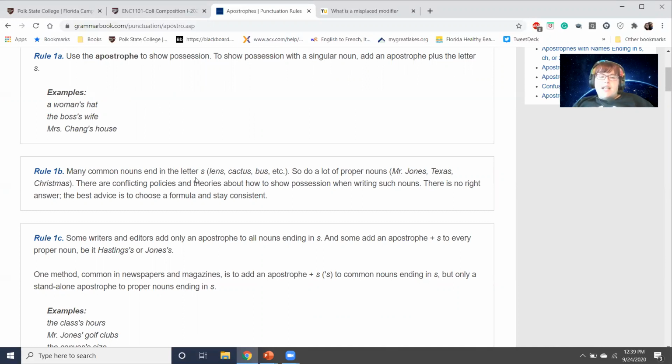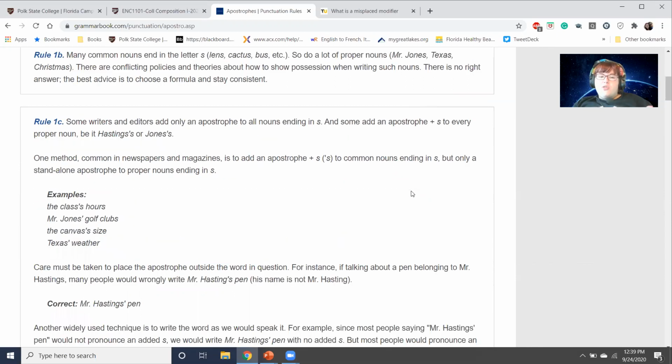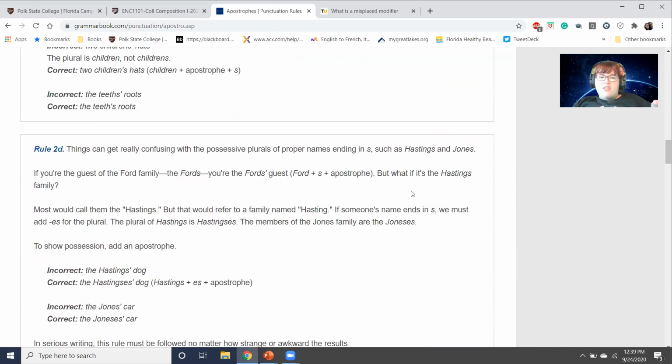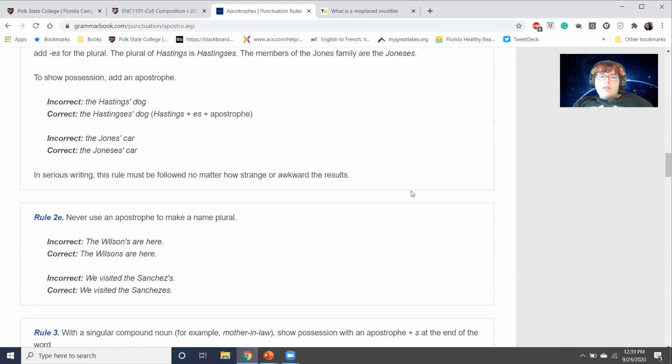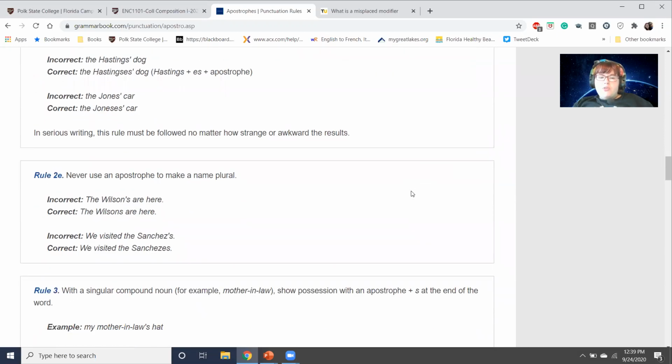Now, many common nouns end in the letter S, so it's conflicting about where to put the apostrophe. In most cases, it's just easier, if it's a singular noun, to add the apostrophe and add the S. So we'll get to adding the S and the apostrophe in just a minute. We want to make sure that we don't use an apostrophe to make a name plural. It's the same thing as making a noun plural. We wouldn't say the boy's are here because of that possessive. We would say the boys are here without the apostrophe.